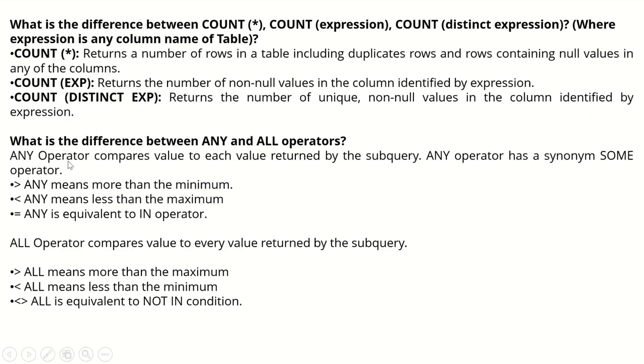So the next question is, what is the difference between the ANY and ALL operators? The ANY operator compares a value to each value returned by a subquery. The ANY operator has a synonym, the SOME operator. Okay, so greater than ANY means more than the minimum, less than ANY means less than the maximum, and equal to ANY is equivalent to the IN operator. The ALL operator compares a value to every value returned by the subquery.